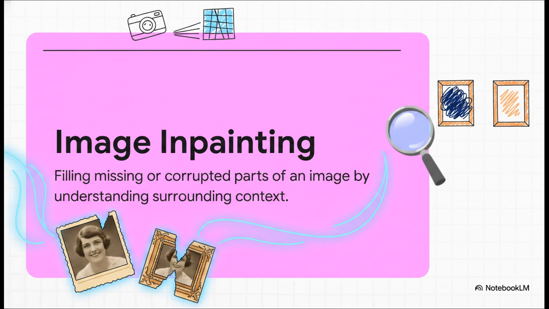Think of it as a magical restorer. You can seamlessly remove unwanted objects from a picture, or even beautifully restore heavily damaged, torn family photos. You just let the AI intelligently predict what should be in those corrupted spots.